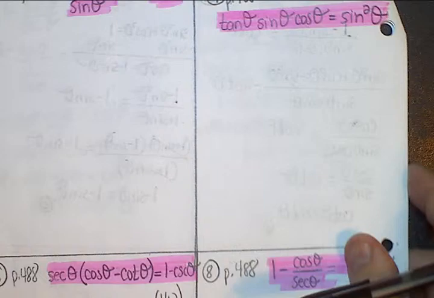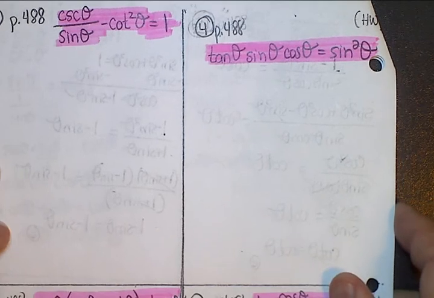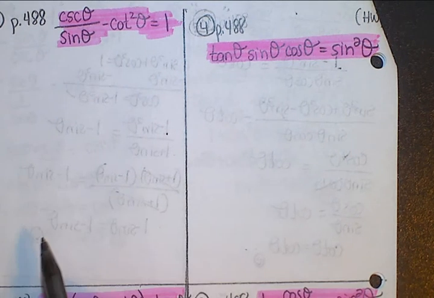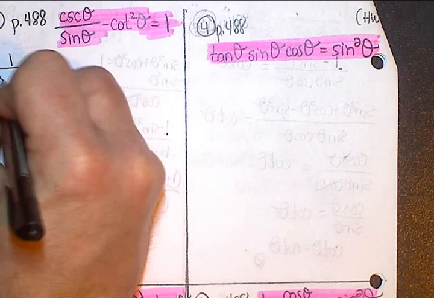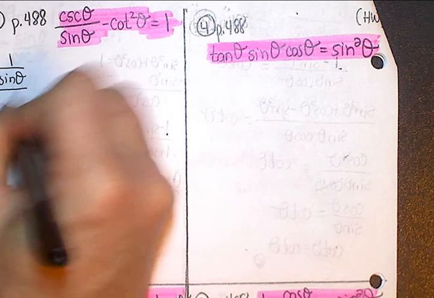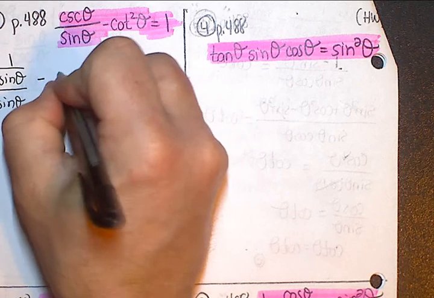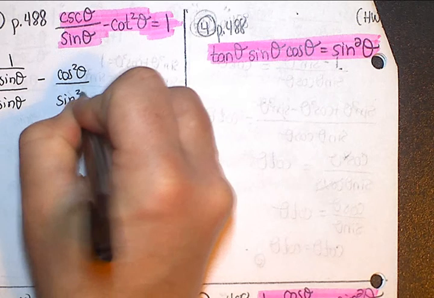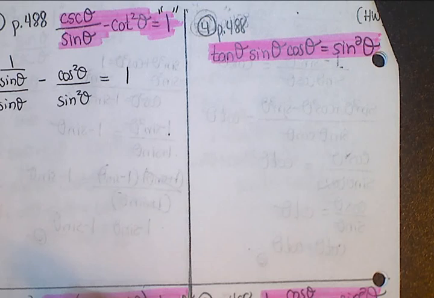Moving to question 25. Alright, we got cosecant over sine minus cotangent. So I'm going to take my time and try to change everything that I can. My cosecant is going to be 1 over sine theta, and that's going to be divided by the sine of theta. Then minus cotangent is going to be cosine squared theta over sine squared theta, and that's supposed to equal 1. Obviously, again, we'll freeze that side. I'm going to do a state change flip over here.